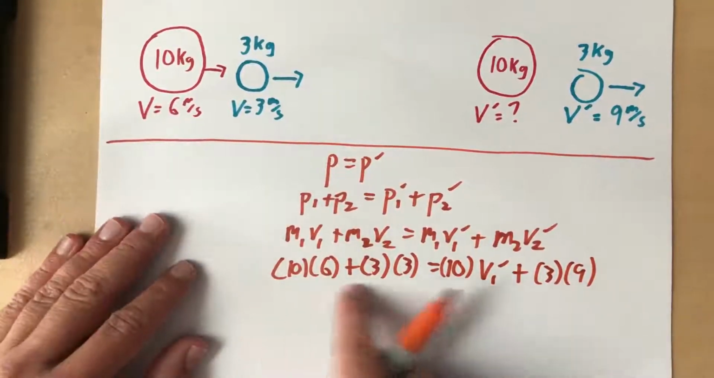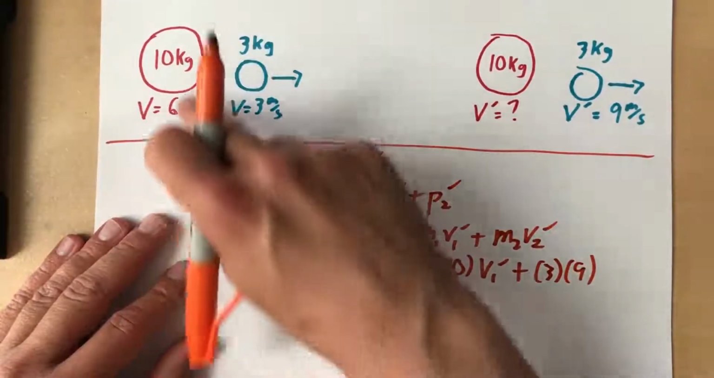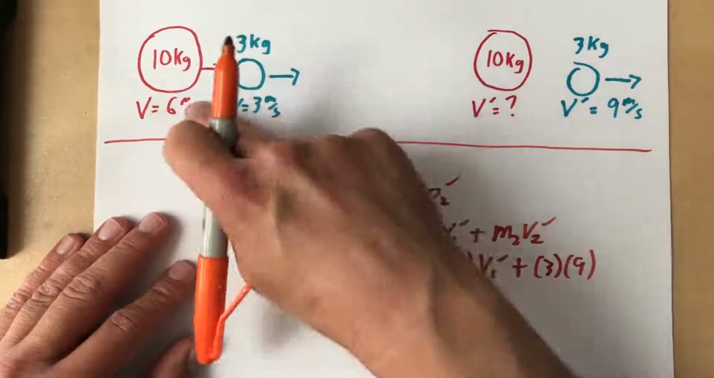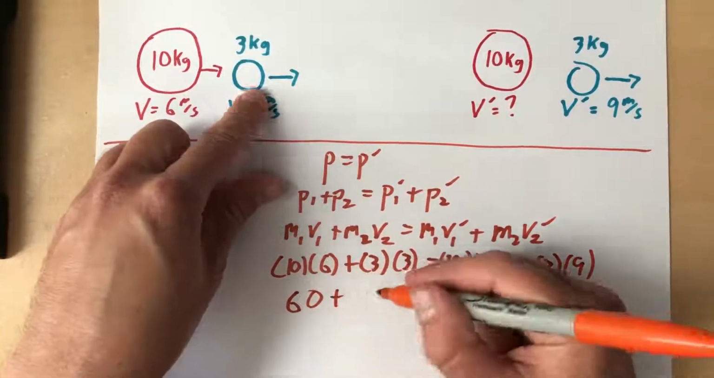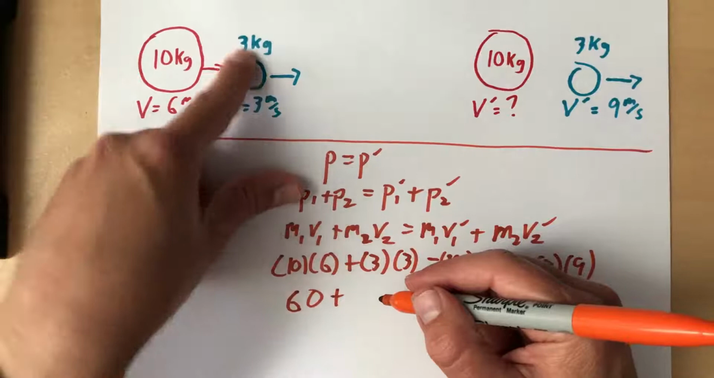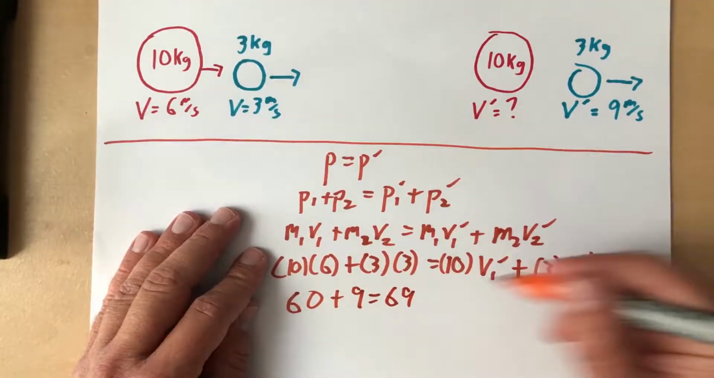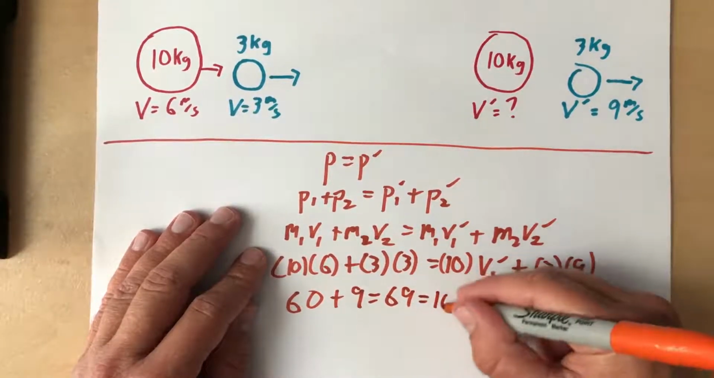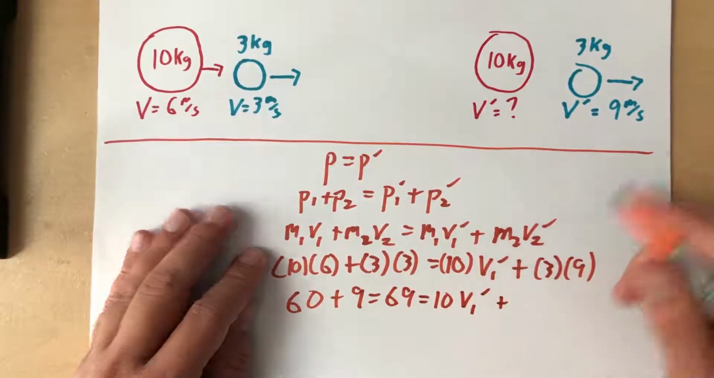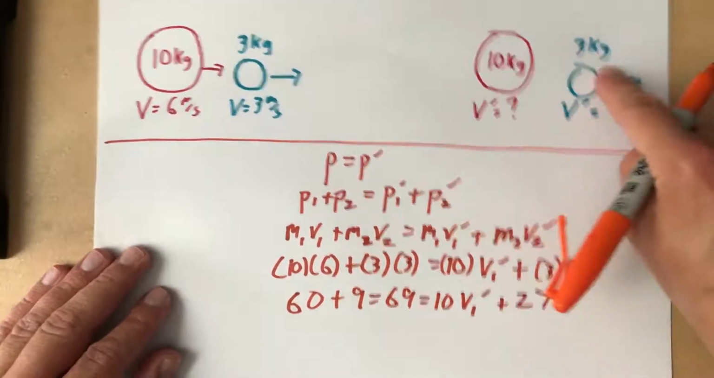So sometimes I almost skip down to this step and start to do some of these in my head. Since momentum's just mass times velocity, you could have seen that this object has a momentum of 60 in the beginning. Object 2 has a momentum of 9, 3 times 3, in the beginning. So overall, in the beginning, we've got a momentum of 69. That means in the end, we have to have a momentum of 69. Object 2 now has a momentum of 27.